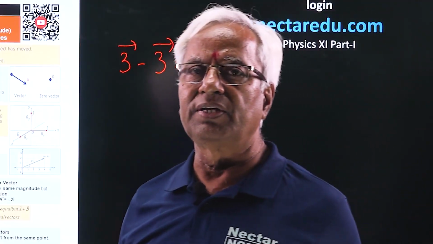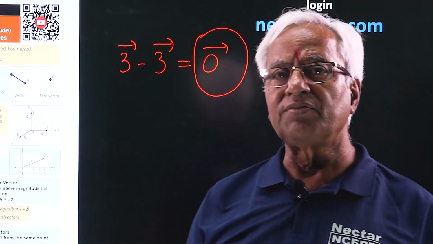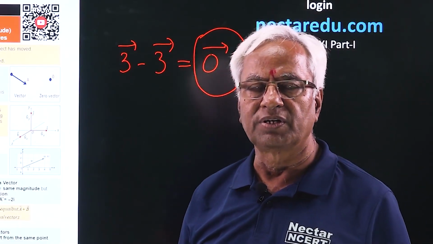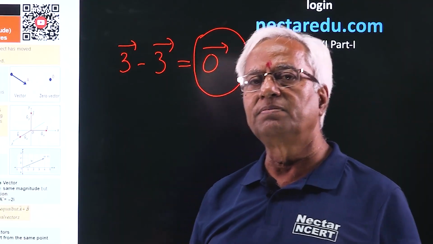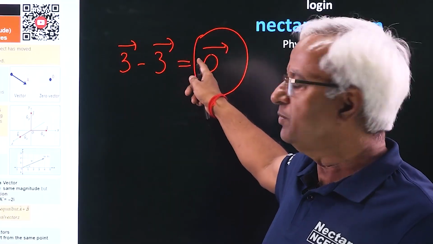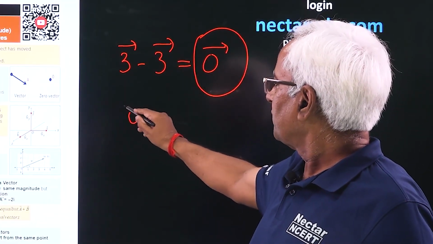Zero vector is the theoretical necessity in mathematics while dealing with vectors. Otherwise, zero vector itself has no significance. But mathematically, we can't proceed, we can't write this equation unless we use zero vector. Zero vector might be shown this way.